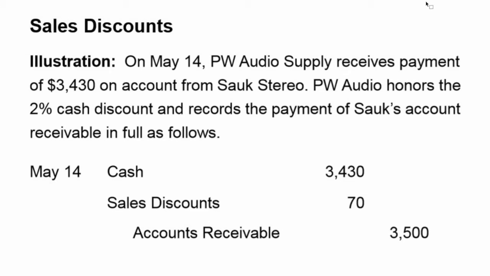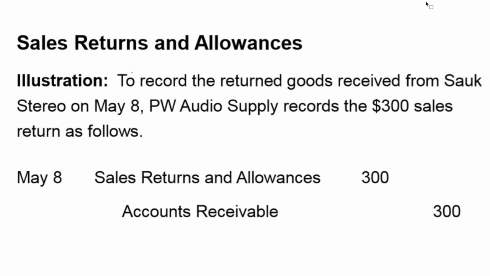Okay? And for the sales discount, under periodic inventory system and perpetual, they have the same entry. So, like for this one, on May 14, PW Audio Supply receives payment of 3,430 on account. So, yung 3,430 is net of the 2% discount. So, ayun na lang yung na-receive natin cash instead of 3,500. For this one, pansin nyo, same yung naging entry natin with periodic and perpetual.